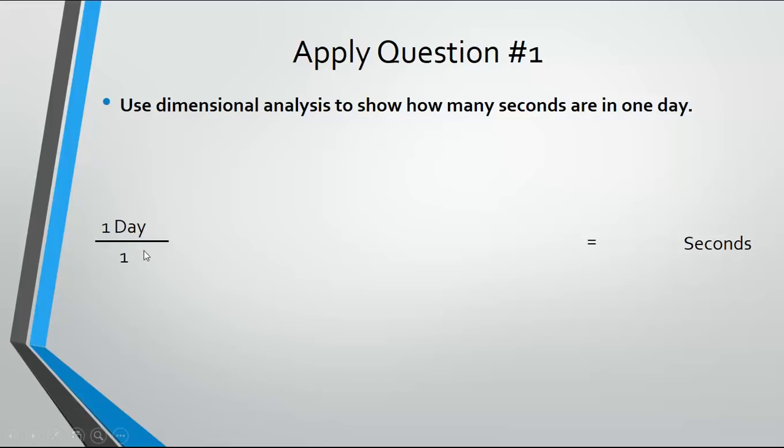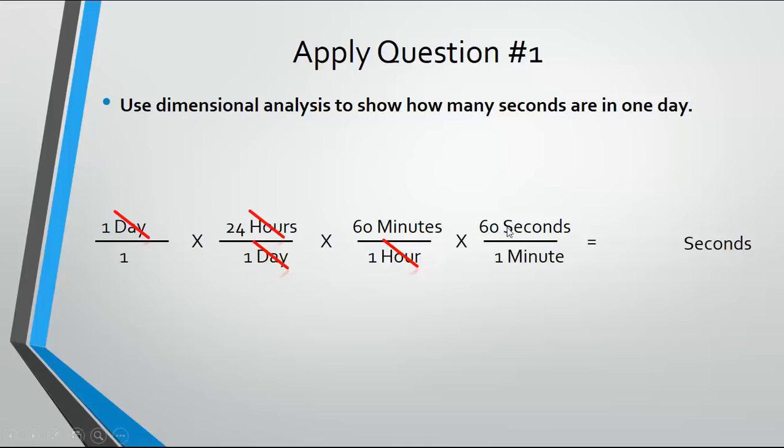So we need to get rid of day. I know that there are 24 hours in a single day. That'll help me get rid of my day unit, but now I've got to get hours out of there. I know that there are 60 minutes in a single hour. That gets rid of hour. Now I've got to do minutes. There are 60 seconds in a minute. That gets rid of my minute unit, and I'm left with my target of seconds. Multiplying across the top and multiplying across the bottom, I end with 86,400 seconds.